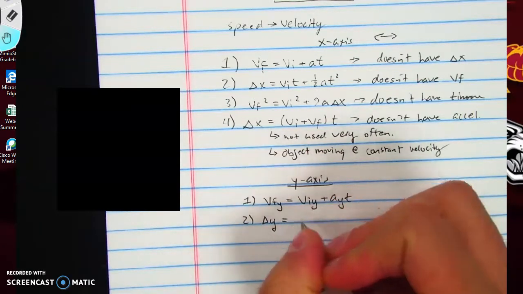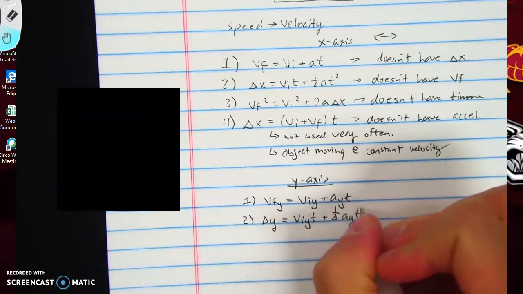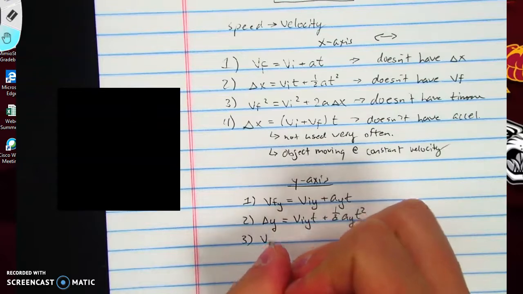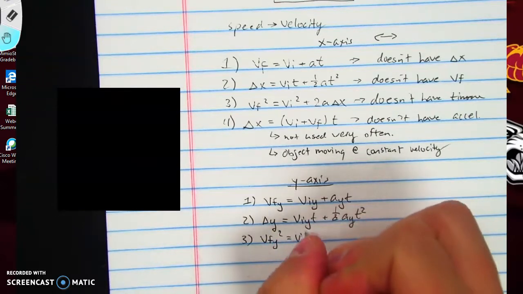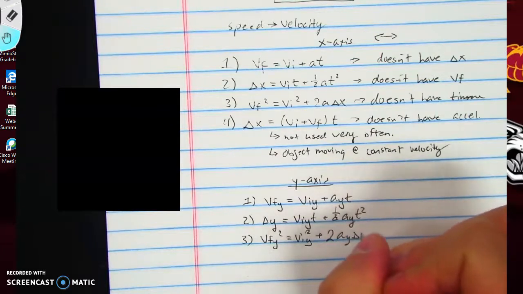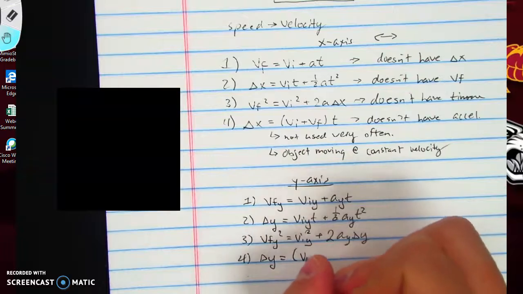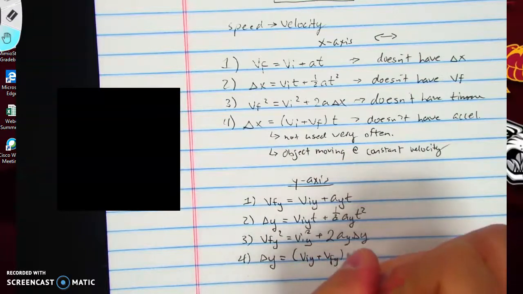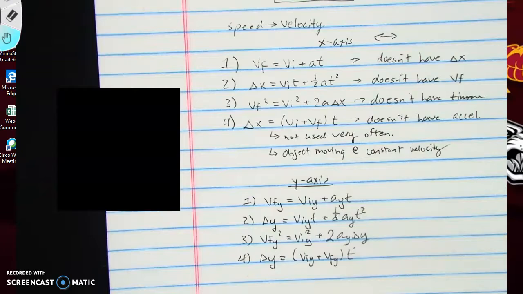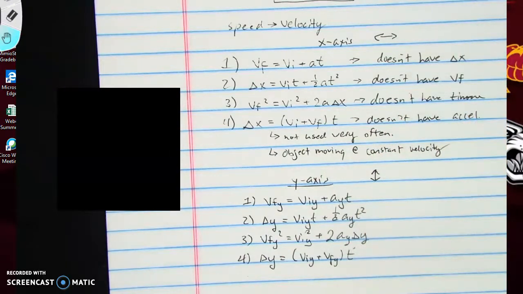Delta y equals v initial y t plus 1/2 a y t squared. V final y squared equals v initial y squared plus 2 a y delta y. And the last one, delta y is equal to v initial y plus v final y, times t. Okay? And that's it. It's the same exact equations. We just throw little subscript y's to indicate if something is moving up or down.